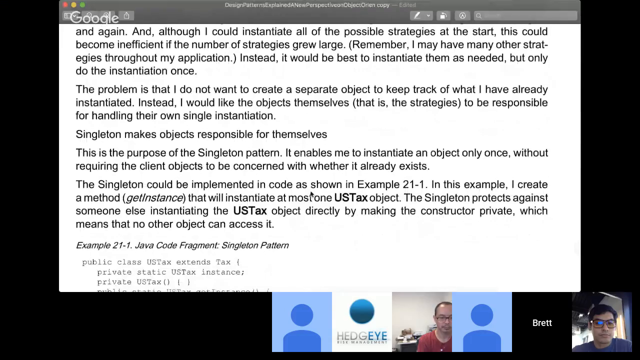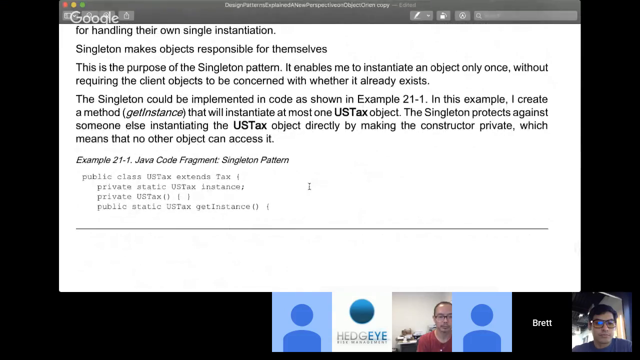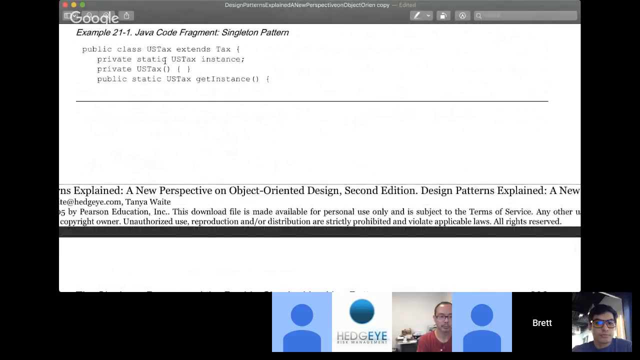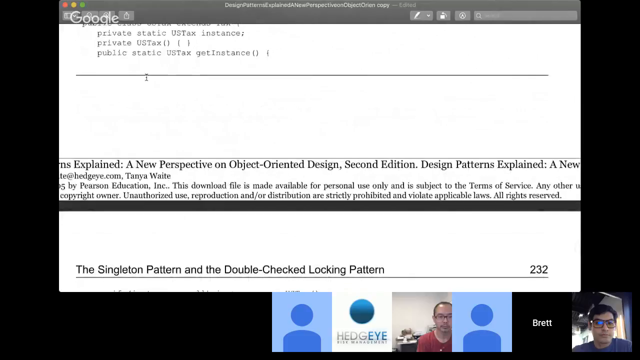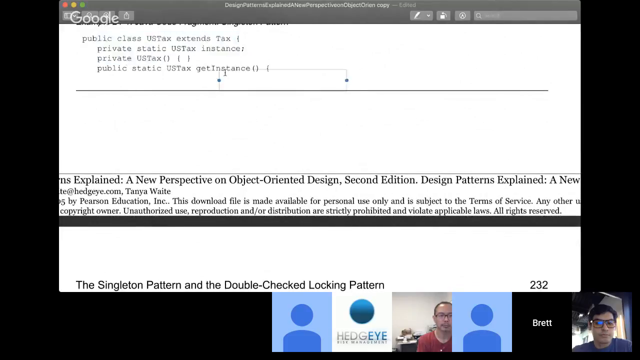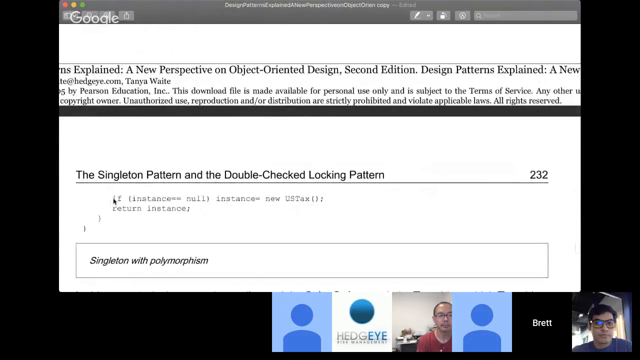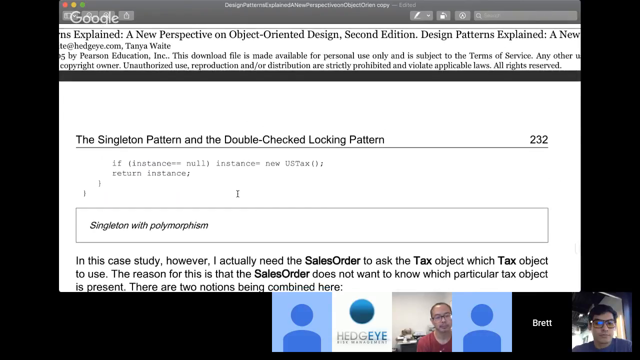He goes into some implementations about this. Basically, this US tax that extends tax, blah, blah, blah. You have an instance, in get instance. This is private. This is also private. It's all Java, so it's a little different to me. And basically, if it exists, return the one that's there. If it doesn't exist, create a new one and return that.